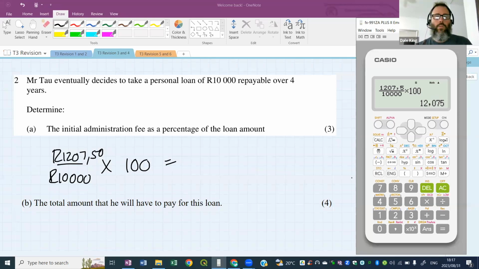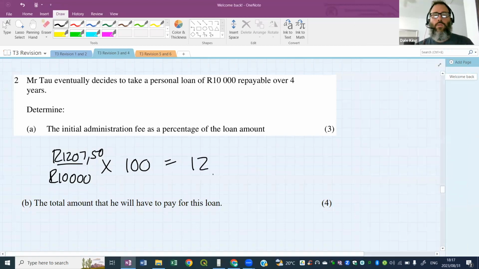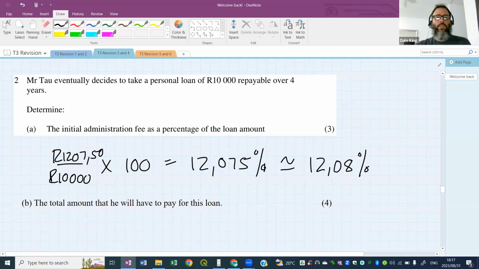All right, 12.075. Okay, so I'm going to write it here as 12.075. And we always round off to 2 decimal places. So we'll round this off to 12.08%. All right, always rounding off decimals to 2 decimal places. Any questions? You all good?